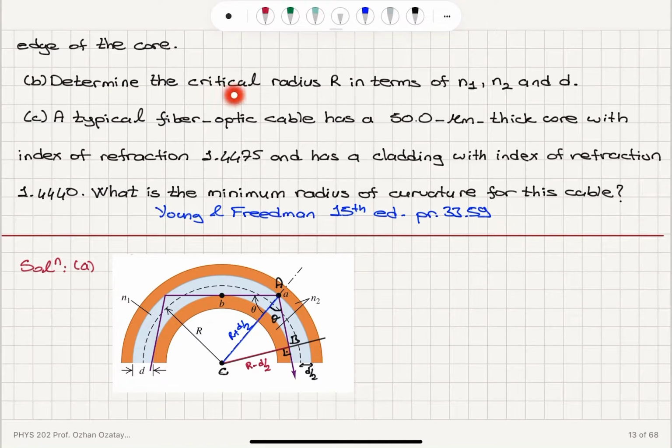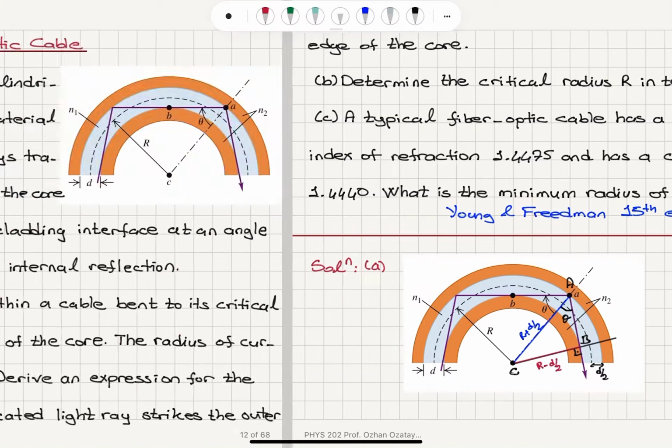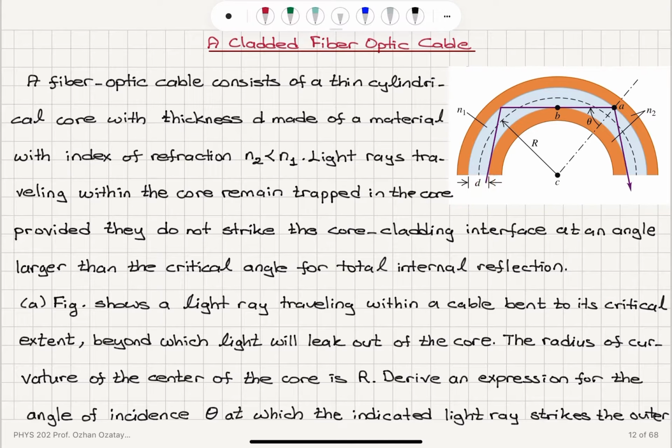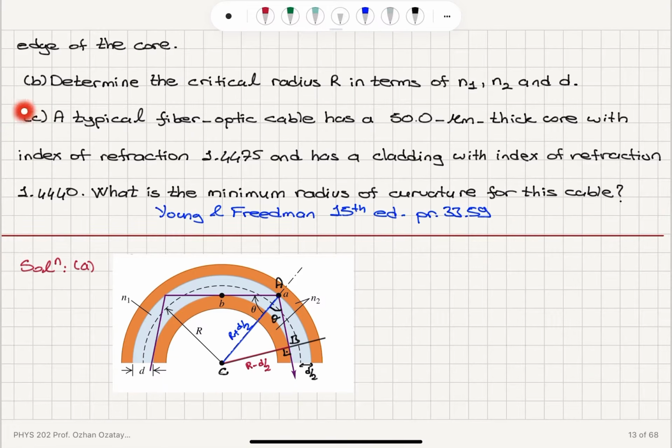Part B, determine the critical radius R in terms of n1, n2, and d, the thickness of the fiber optic cable. Part C, a typical fiber optic cable has a 50 micrometer thick core with index of refraction 1.4475 and has a cladding with index of refraction 1.4440. What is the minimum radius of curvature for this cable?